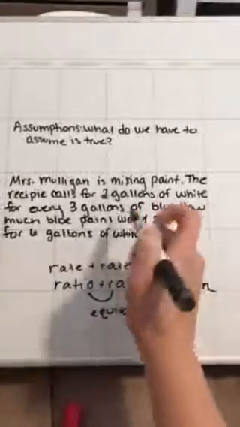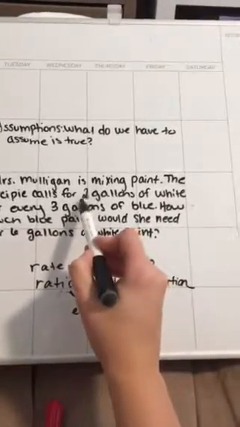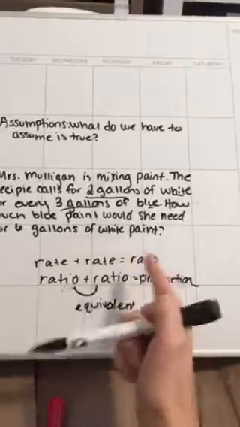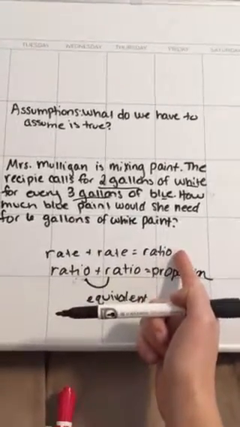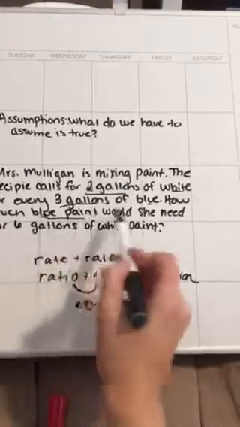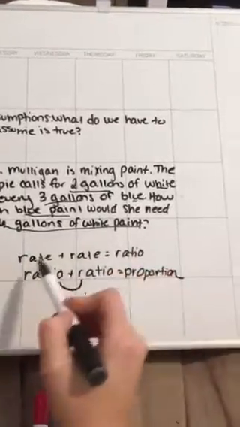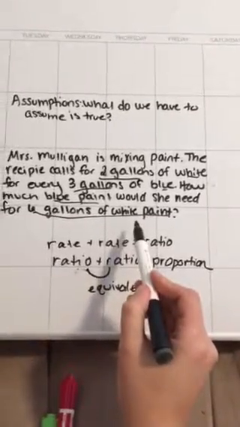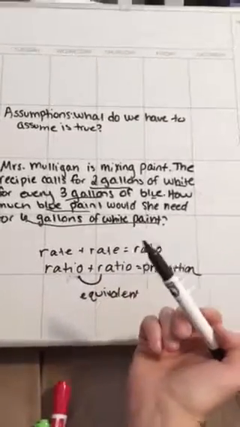Well, I know that I'm comparing two rates because, first of all, I've got gallons of white and then I have gallons of blue. So I know that I've got a ratio. And then if I'm comparing blue paint, which you need for 6 gallons of white paint, I know that I also have a proportion here. And I'm solving for a proportion because a piece of information is missing.